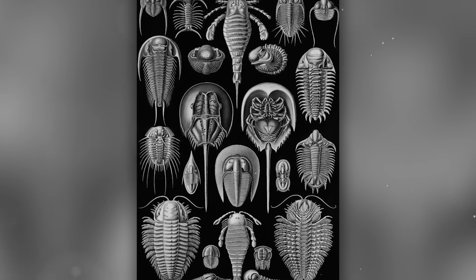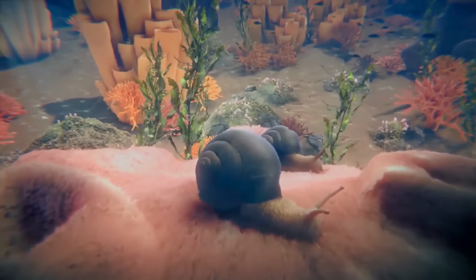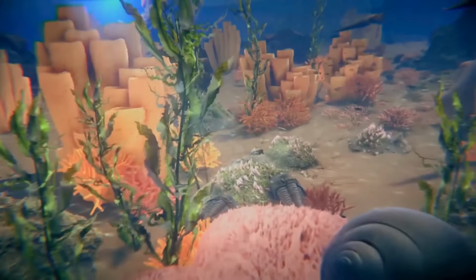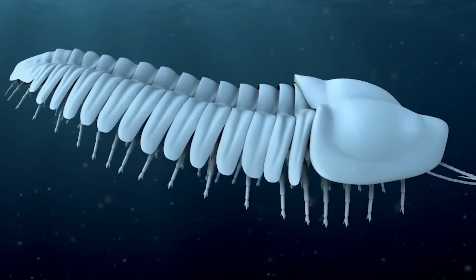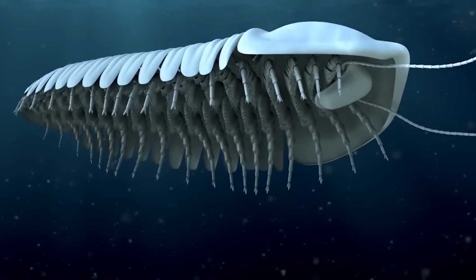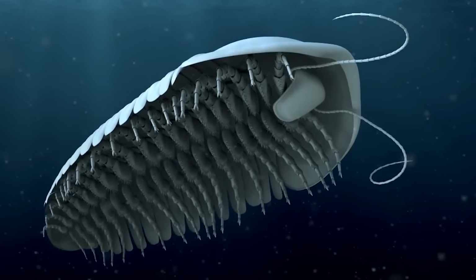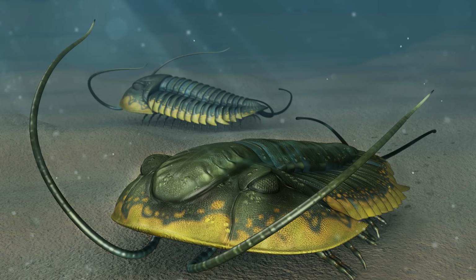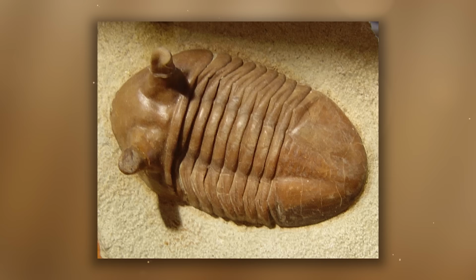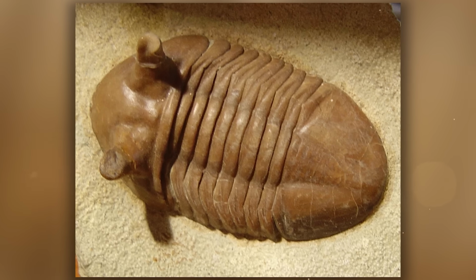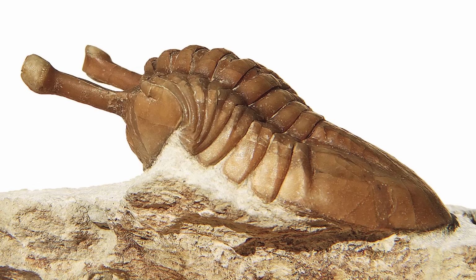Most of them crawled along the bottom and ate detritus, algae, and small benthos. Their stomach was located at the front end of the body, between the eyes, where the brains of decent creatures should be located. Some trilobites spent their lives buried entirely in silt. These had eyes on stalks to stick them out.